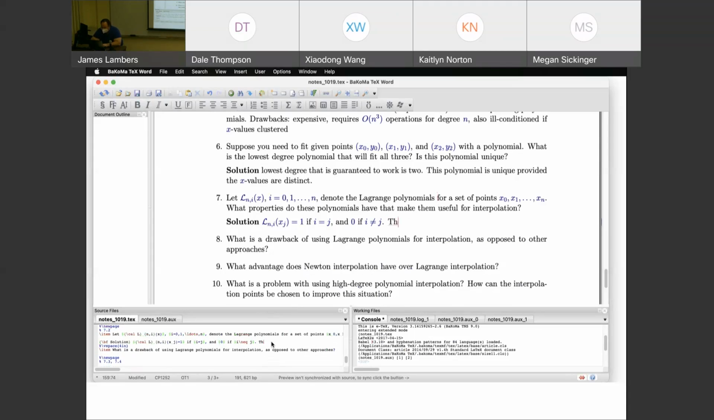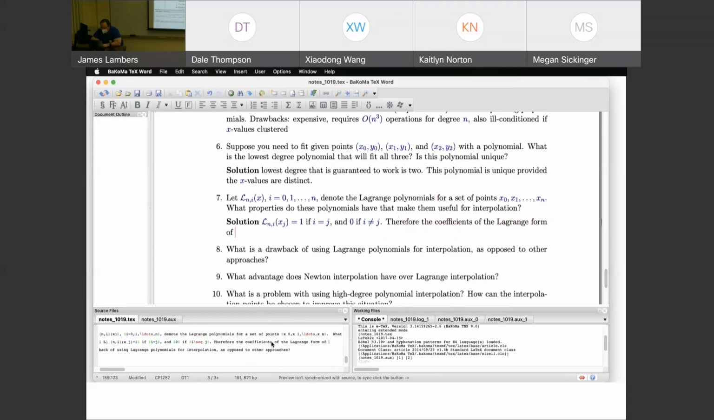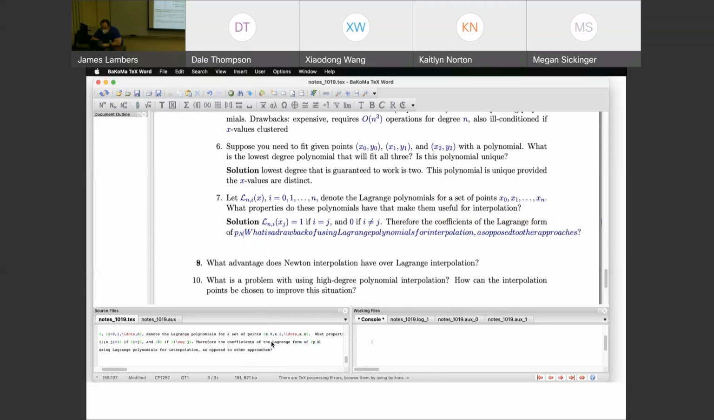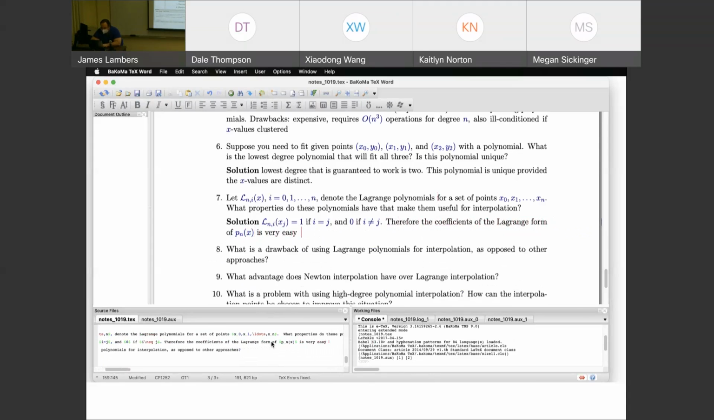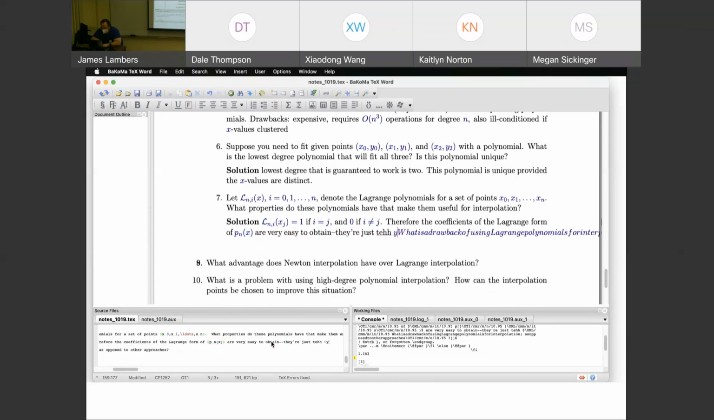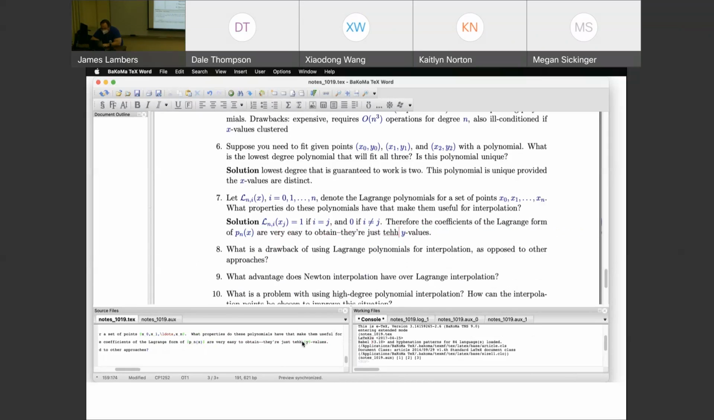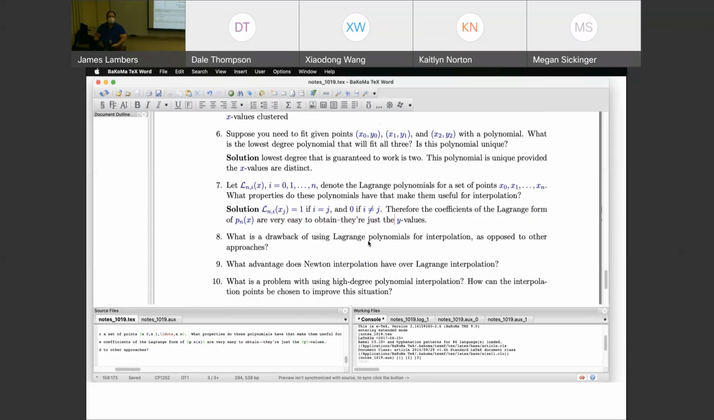So the consequence of that is, of the Lagrange form of the interpolated polynomial p of x, so just the y values. That's why they're particularly nice for interpolation. And that'll come in handy in the next chapter, chapter 9, where we use polynomial interpolation to come up with methods for approximating derivatives and integrals.